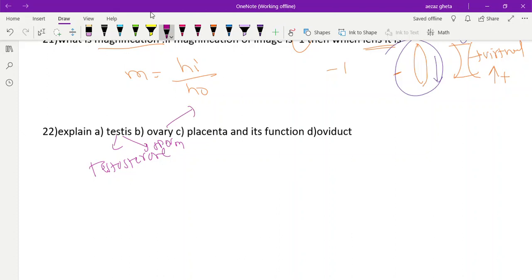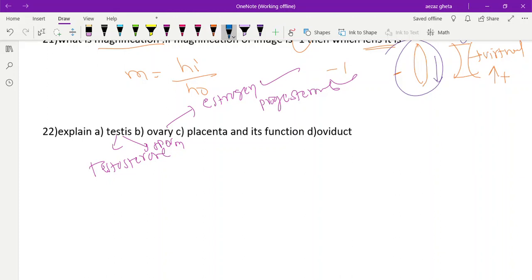A pair of ovaries is there. They produce the hormones estrogen and progesterone. The ovary releases an egg once every month, correct? And you have to elaborate this.